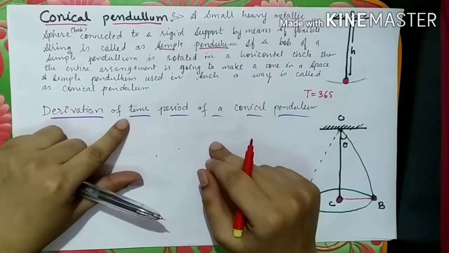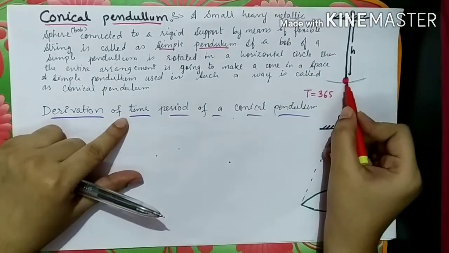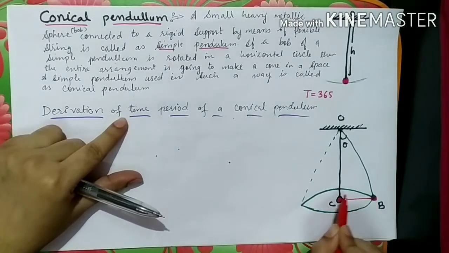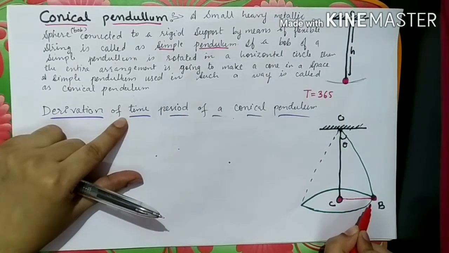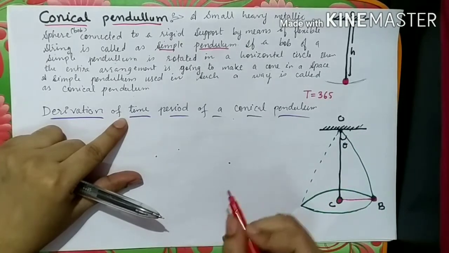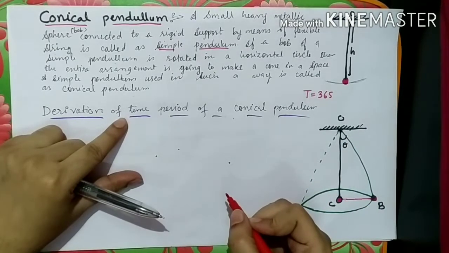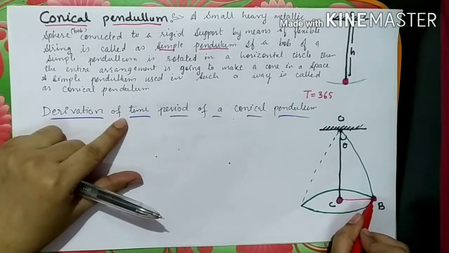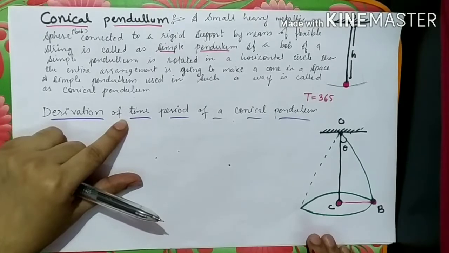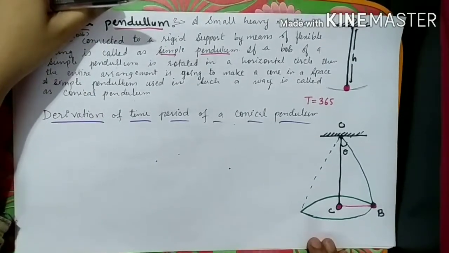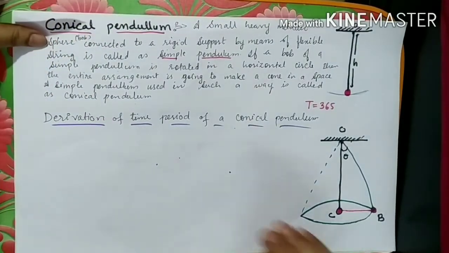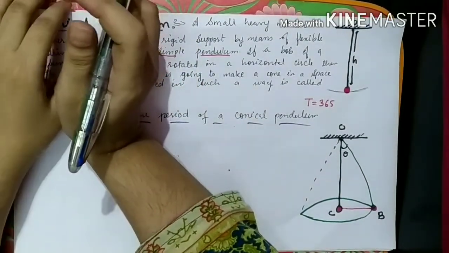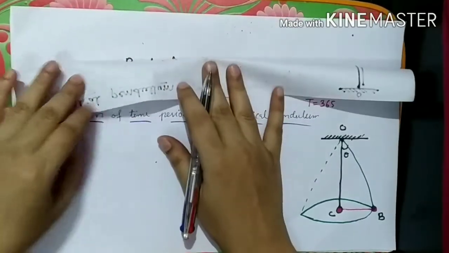Here we are going to observe the time period of this bob, as we have set the bob of the pendulum into a horizontal circle such that the entire arrangement makes a cone in space. So we will have to find out the time period of this bob. How will you find out the time period of the bob? For that, let us find out the formula for time period.